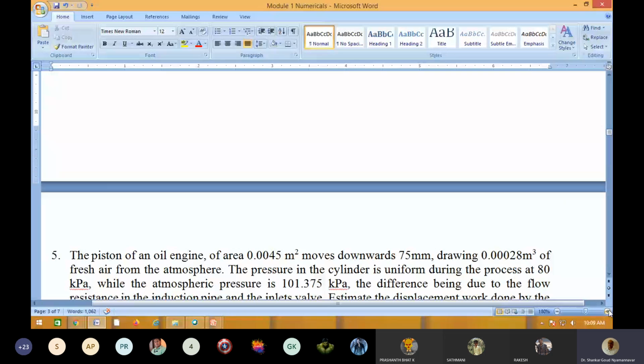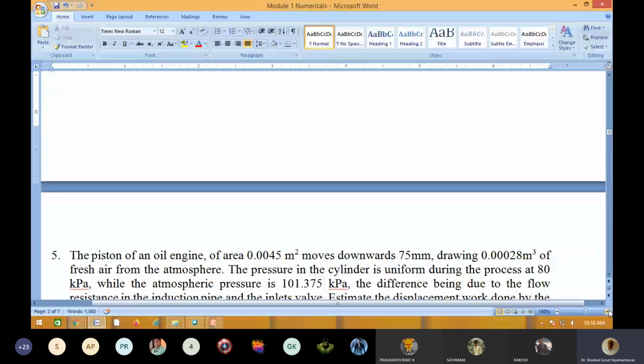So that means the process is what kind of process? When piston is moving, there is a change in volume; pressure and volume are changing. Let us say, what kind of process is it? Isobaric process, right? Yes, sir. Here he has given a lot of values to confuse you. Don't get into that. He wants displacement work.